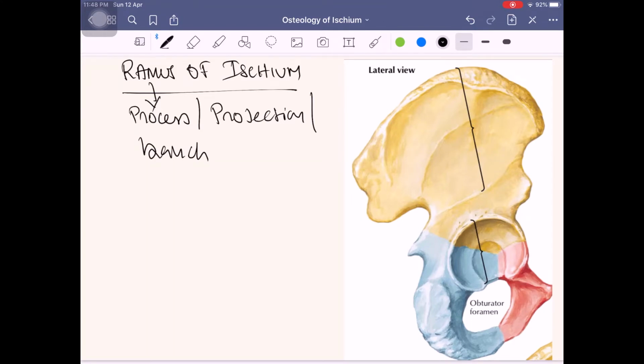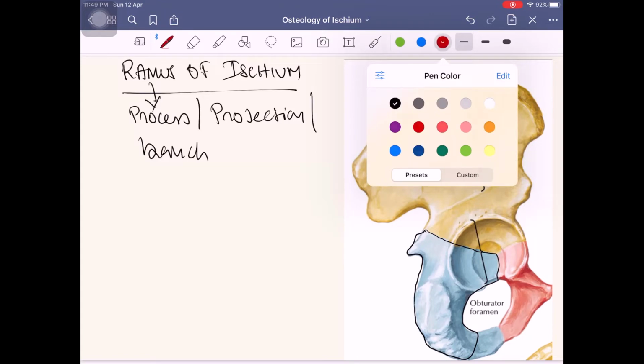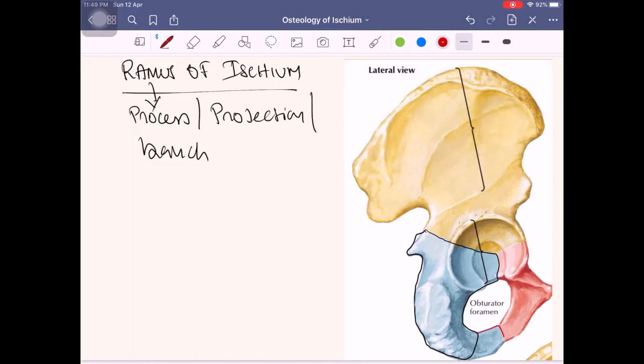This area which I marked here, suppose you call this your body, and this is one limb which is coming out of it. This portion is actually coming out from your body. This projection is what we call a ramus. From the body, a branch is coming out. It is entirely one piece, just a projection coming out. That is why it is called a ramus. Ramus means a branch, a process, or a projection.